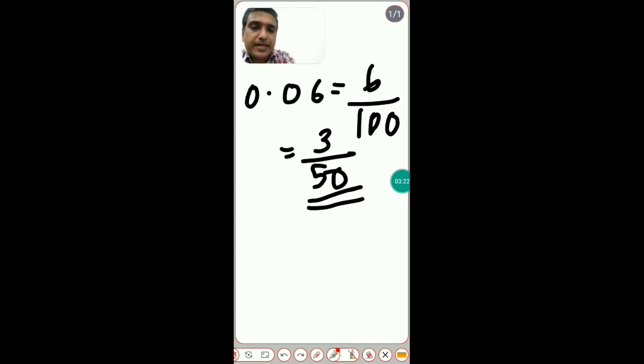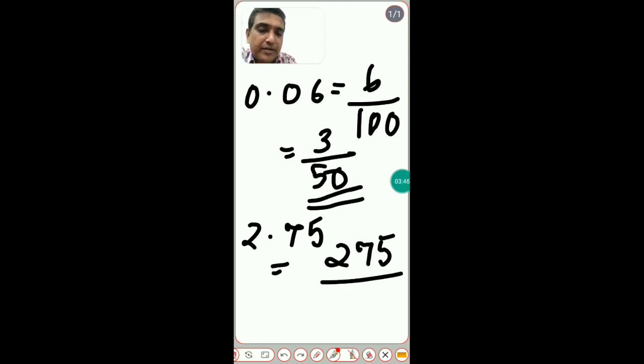Okay. Next one. 2.75. So actually without the decimal point, this number is what? 275. 275 divided by, after the decimal point, we have 2 places. So 275 divided by 100. You don't bother about the integer part.